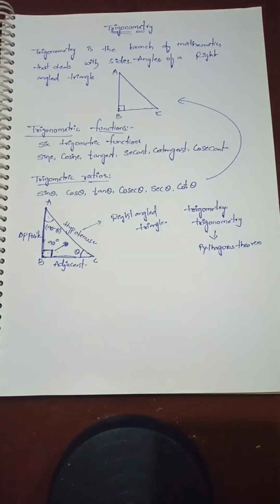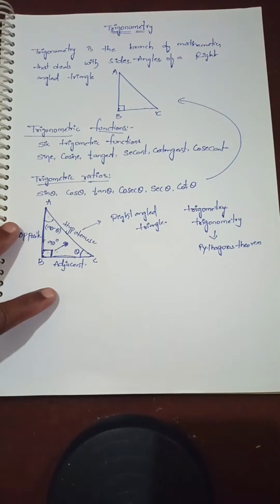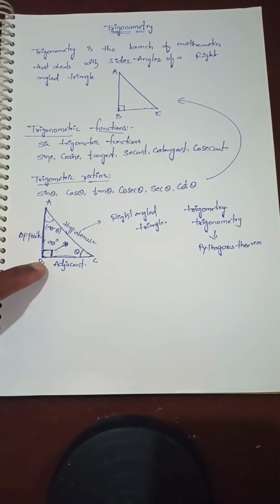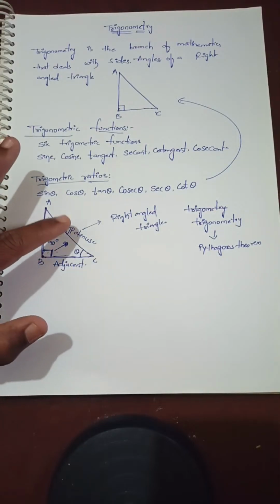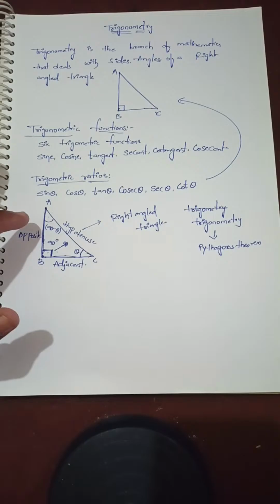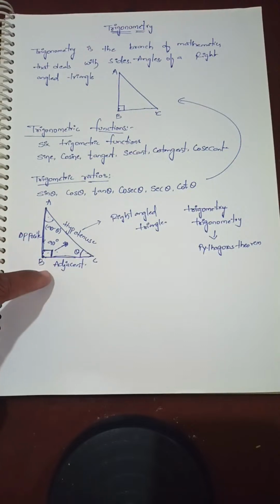So as you know, I think we know about the Pythagoras theorem. What does the Pythagoras theorem state? The sum of the squares of two sides will be equal to the square of the third side. That means the sum of the squares of opposite and adjacent side.